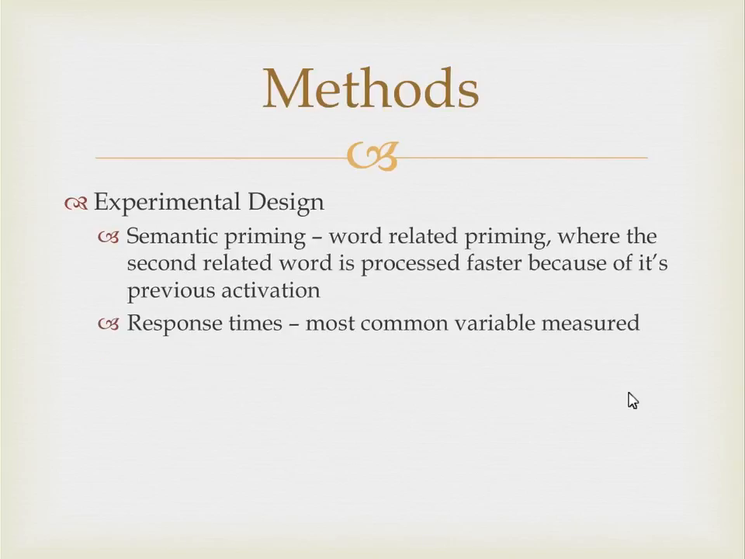So with experimental design, we can study semantic priming. So that's word-related priming. There's also orthographic priming, which is like how things look. So sort of picture-related priming. So our second word, dog, is processed faster after cat, because if you preceded it with another word, so let's say we did doctor, dog, dog would be kind of slow. If we did cat, dog, dog would be faster because cat sort of got you thinking about dog first.